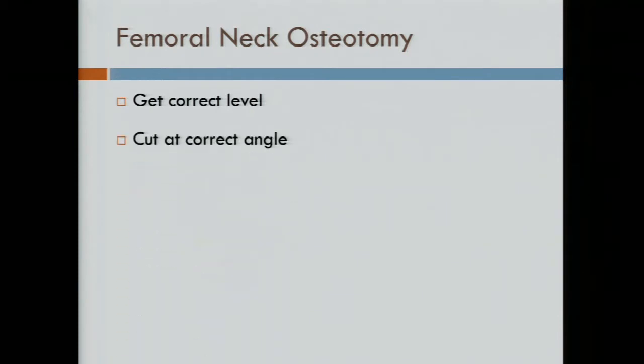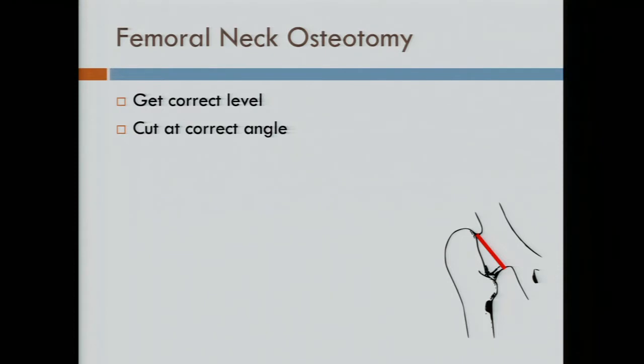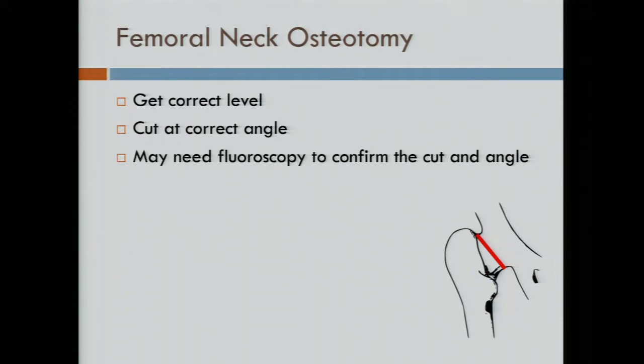For the femoral neck osteotomy, you need to get the correct level and cut at the correct angle. So you need to do preoperative planning and cut as you plan. In some cases, you may need to use fluoroscopy to confirm the cut and angle. And you have to leave some bone on the acetabulum, because that will be the landmark that lets you know where you should ream.